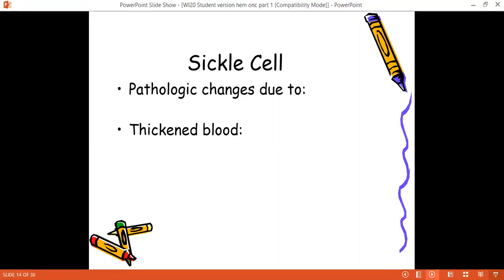The pathological changes because of this sickled RBC: we have an increase in our blood viscosity, and we also have an increase in our RBC destruction. Because we have an increase in the blood viscosity, this leads to thickened blood. When we have thickened blood, it slows the circulation, it causes capillary stasis, and then it has the potential for causing an obstruction or thrombosis.